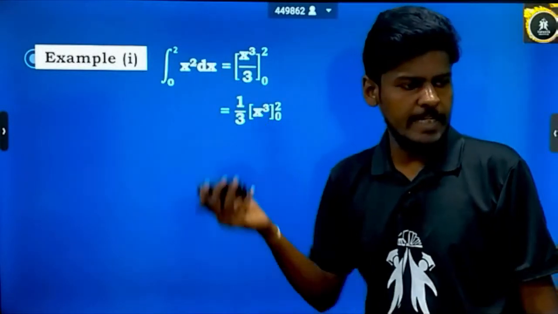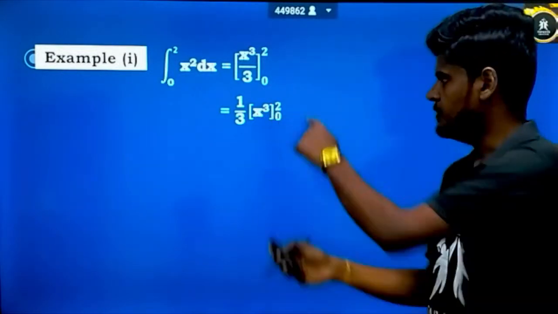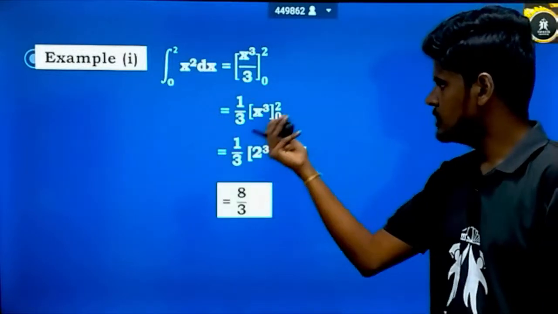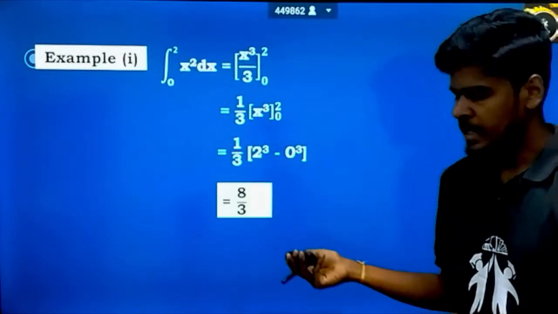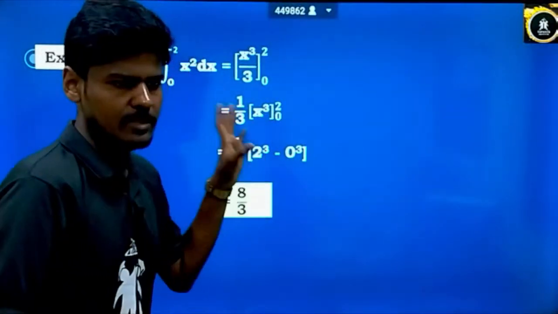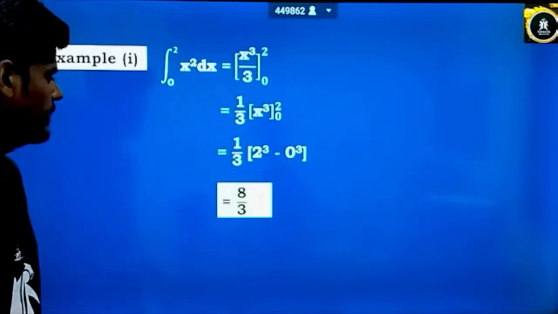So what is the answer? 1 by 3 is a constant, into x cube, which is 2 cube. First apply the upper limit, that is 2 cube, minus 0. So the answer will be 8 by 3. Easy question. Clear now? This is how we should calculate the definite integral.